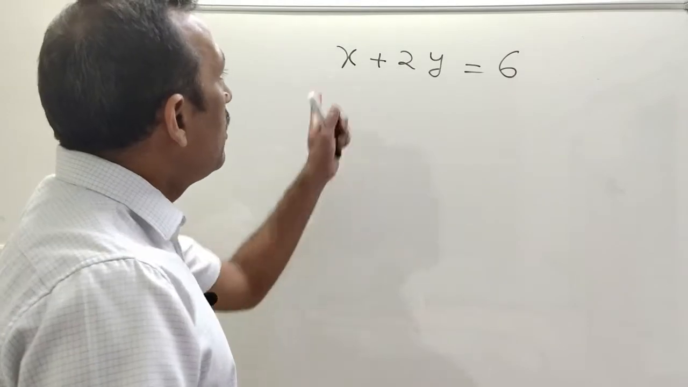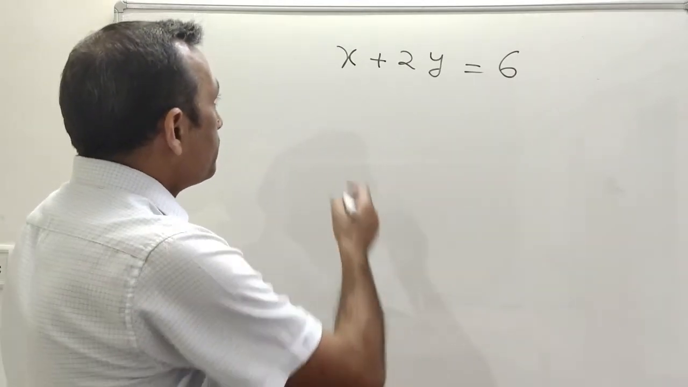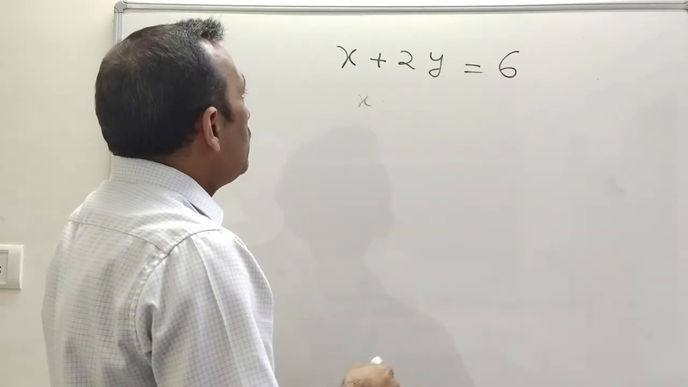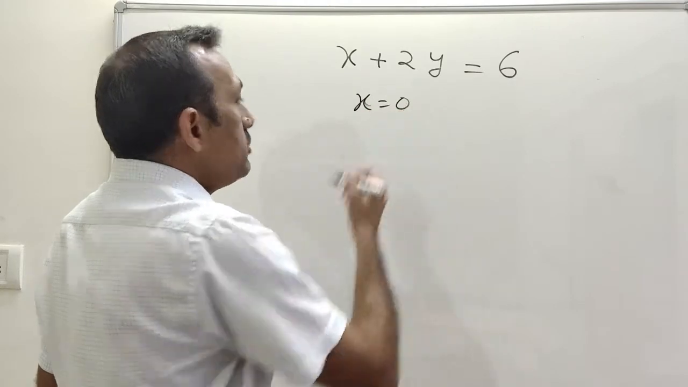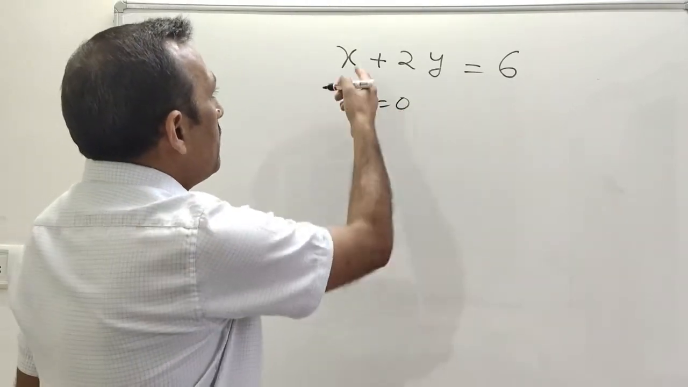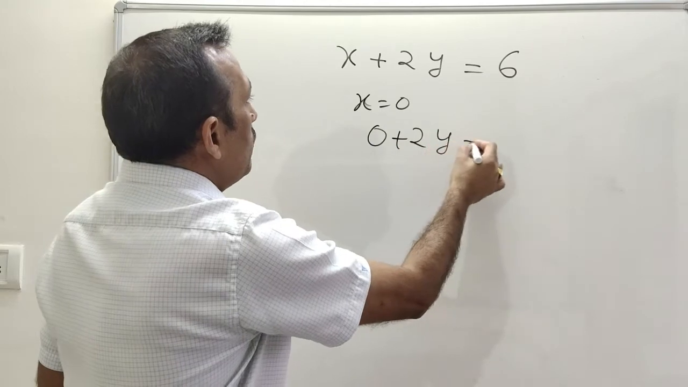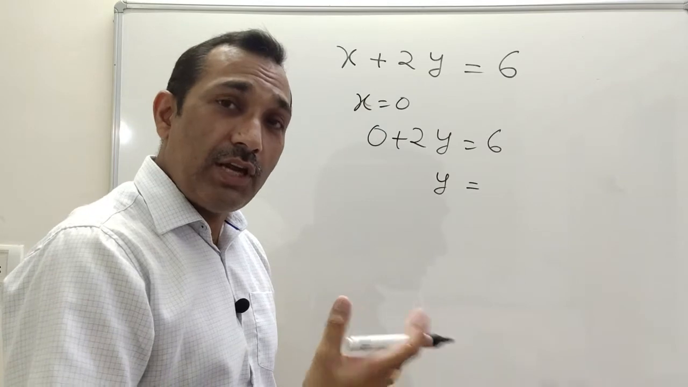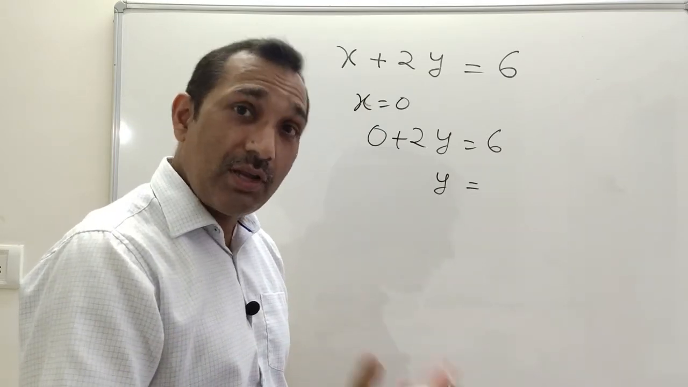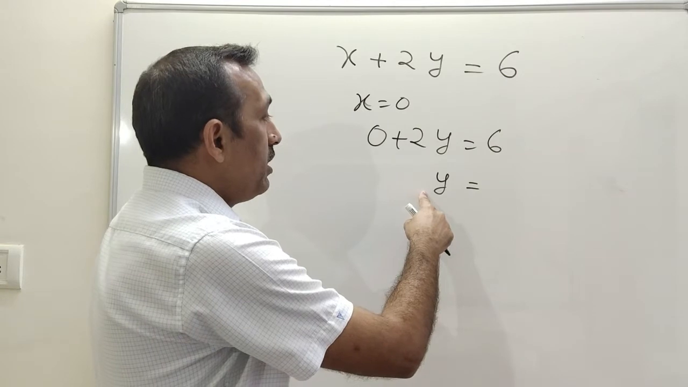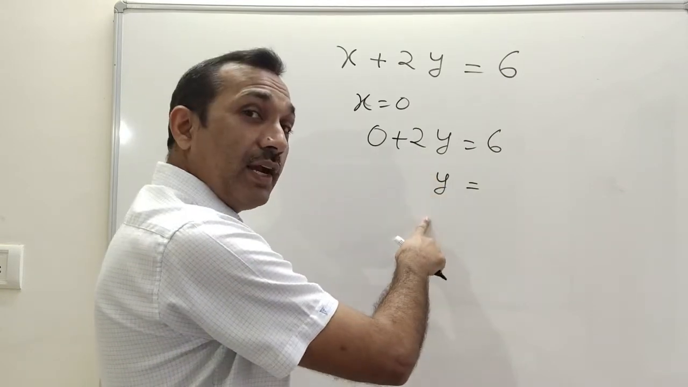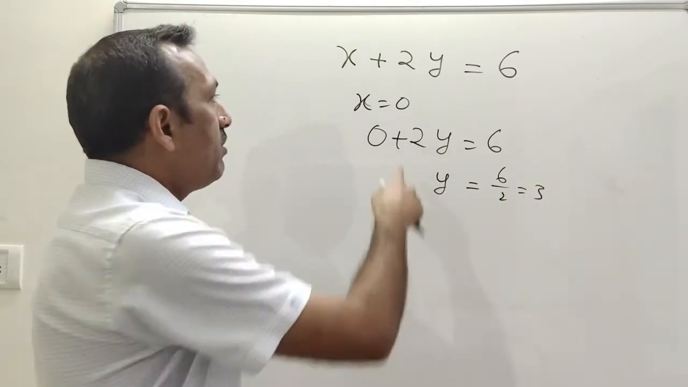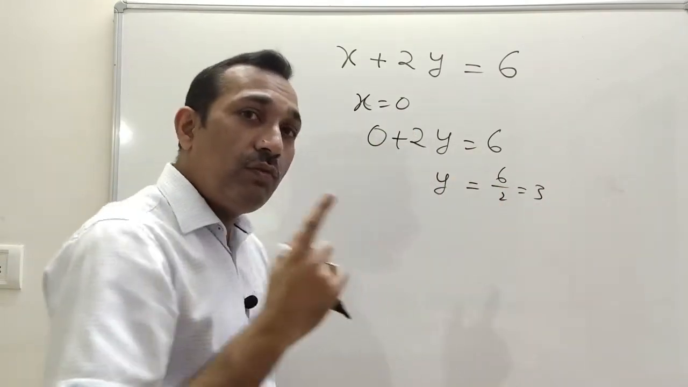Let us see here. Now what will happen is, for example, if I take one value of x, say x equal to 0, in that case what will happen? 0 plus 2y equal to 6. As I said, we can divide or multiply both sides with the same number and it will be balanced. So I divide this side by 2, the 2 will get cancelled, and this side it will become 6 by 2 equal to 3, right? So I have one value of x and one value of y.